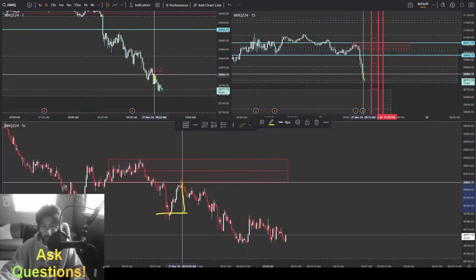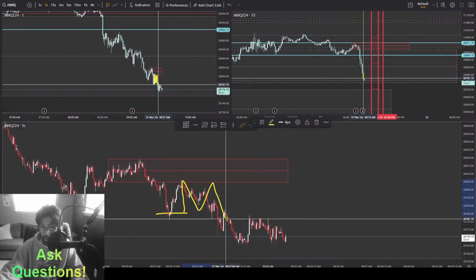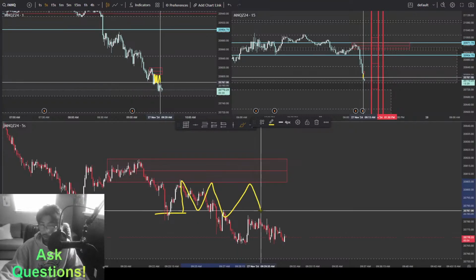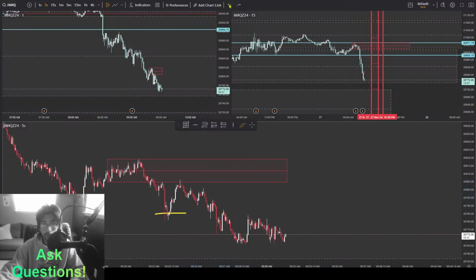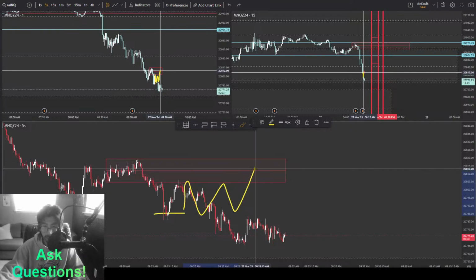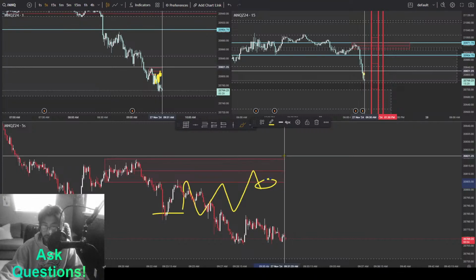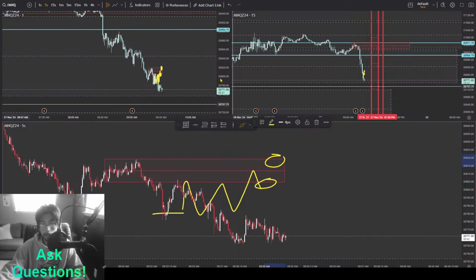We come up, we have 1 tap, that's okay. 2 taps, that's okay. 3rd tap, that is not okay. We take the order off. If it did not tap a 3rd time, we're still okay. It would then come in and fill me at 50. My take profit is right here on this line. My stop is 1 tick above here.